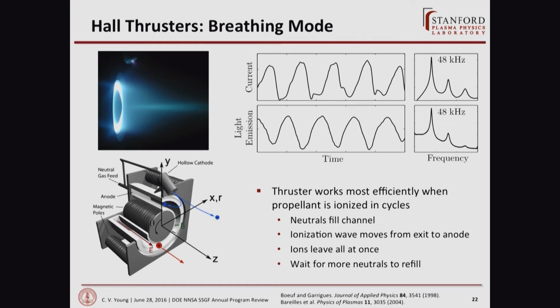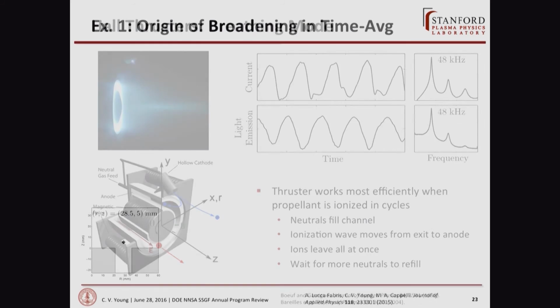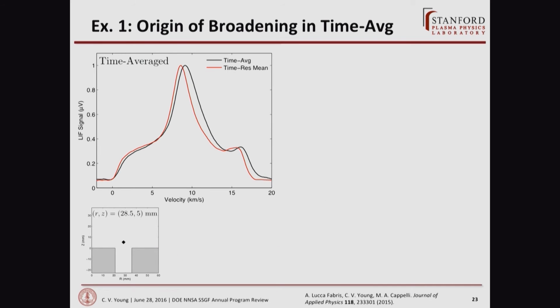And what's going on here is it's sort of like a predator-prey type interaction, if you're familiar with that. We fill up the channel with neutral propellant. An ionization wave sort of goes upstream, ionizing all that propellant, making a bunch of ions. All those ions leave, and then there's sort of a downtime while we refill the channel with new neutrals. And so this sort of happens in a cycle, and we see that as this really strong discharge current ionization instability kind of thing. So here's a couple examples of stuff you can see with the time-resolved data that we really couldn't tell with just time average before.